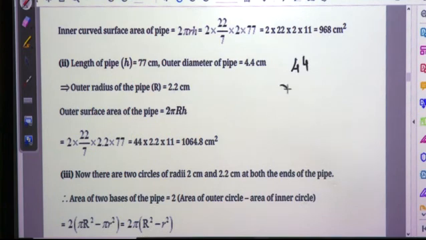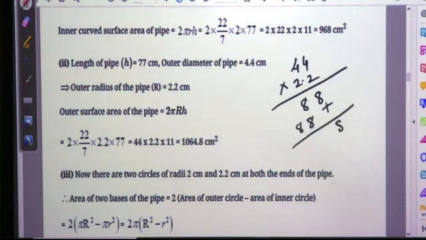44 multiplied by 2.2, 4 2s are 8, 4 2s are 8, 4 2s are 8 again, 4 2s are 8, it becomes 8 as it is, 8 plus 8 16, carry on, 8 plus 1 9. Actually, this is 2.2, we have not considered yet the decimal point. After getting the final answer, we shall place the decimal point.